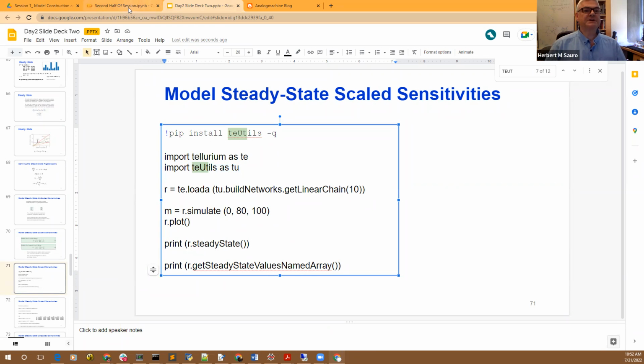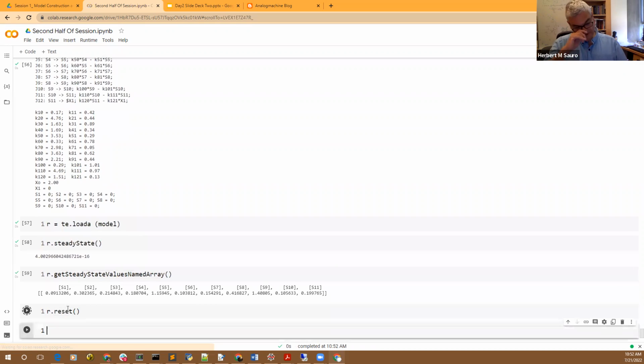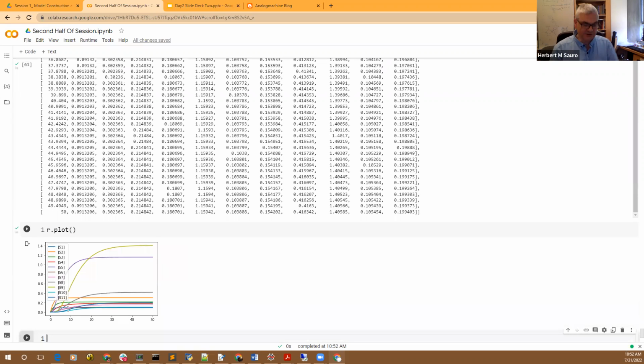So if you want to see, let's do a reset, and then to show you what the trajectories look like. Okay, that's all the data, and that's what the trajectories look like for this random network. All right, what can I do with this?